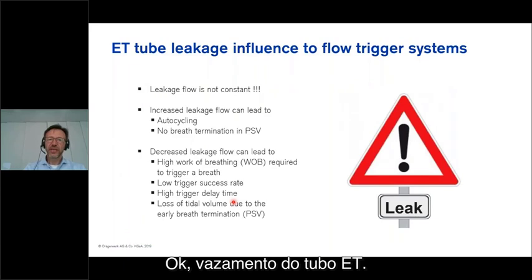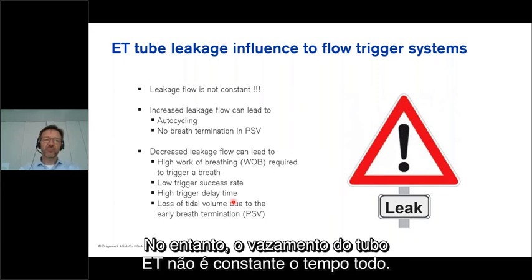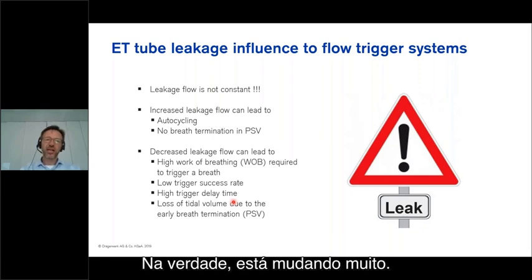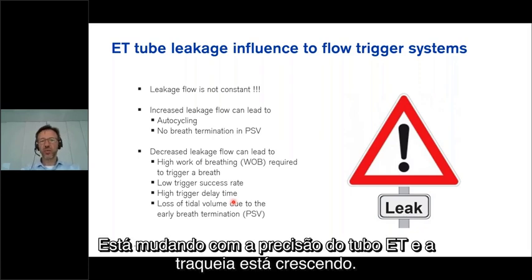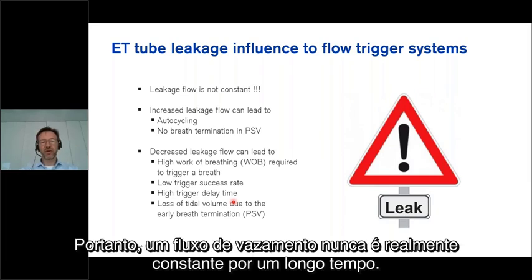Okay, ET tube leakage. We now know how ET tube leakage can be detected. However, ET tube leakage is not constant all the time. In fact, it is changing a lot. It is changing with the position of the ET tube in the trachea. It is changing over time because the patient is growing and also the trachea is growing. It is changing over time because the patient is moving, and all of this. So a leakage flow is never really constant over a longer time.